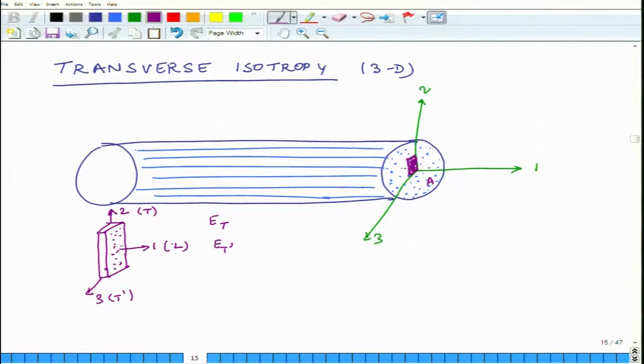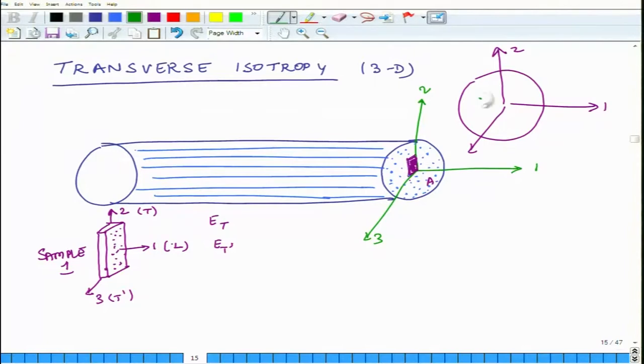Okay. Now, what I do is, instead of this sample, which is sample 1, I take another sample. Just to make the picture clear, this is 1, this is 2, this is 3, and my sample is somewhere like this. So, sample 2 is like this. But the normal to the surface is still direction 1, and if the normal to the surface is still direction 1, then I still see all these fiber ends.